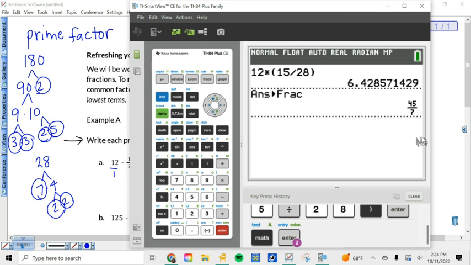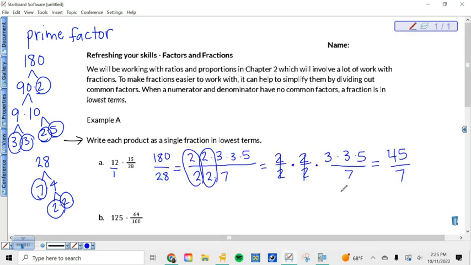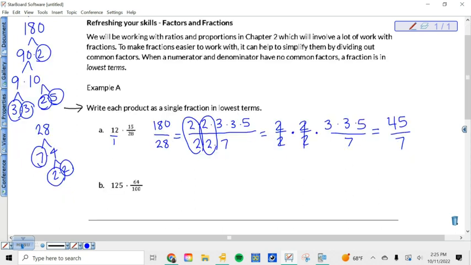That's exactly what we got, right? Which one is easier to do? The calculator, right? You can use your calculator anytime, but I do want to show you how to do this by hand because you should understand what the calculator is doing, right? All right, let's do this next one.